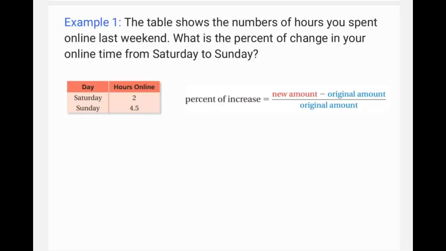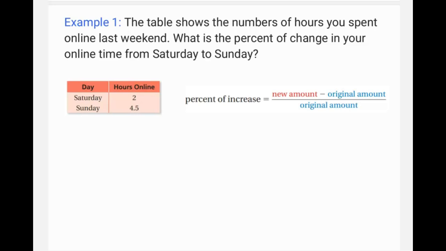Example 1, the table shows the numbers of hours you spent online last weekend. What is the percent of change in your online time from Saturday to Sunday? So as we can see in the table, on Saturday we were online for 2 hours, and then on Sunday, you were online for 4.5 hours.